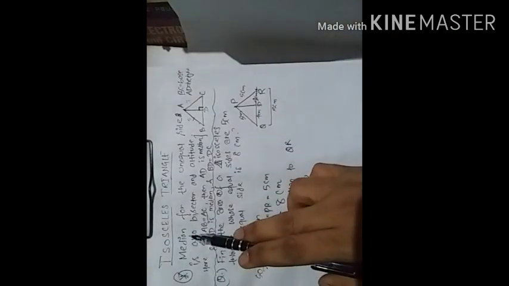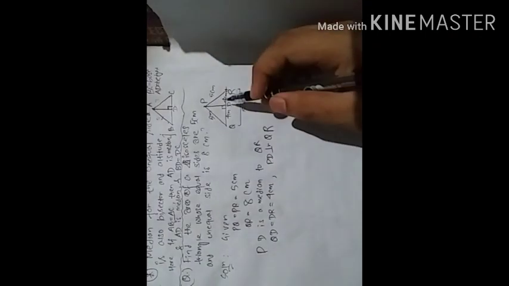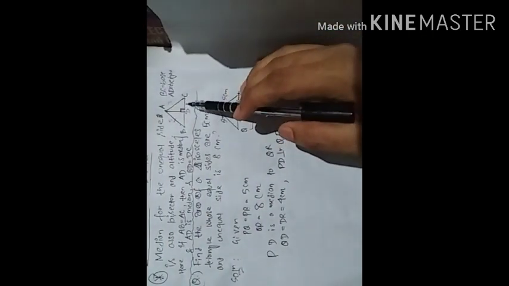And we know that the median to the unequal side in an isosceles triangle is an altitude. So that means PD will become perpendicular to QR. Here QR is the unequal side, so QR is the base. But we don't know the height. Here PD is the height. So how to find PD?